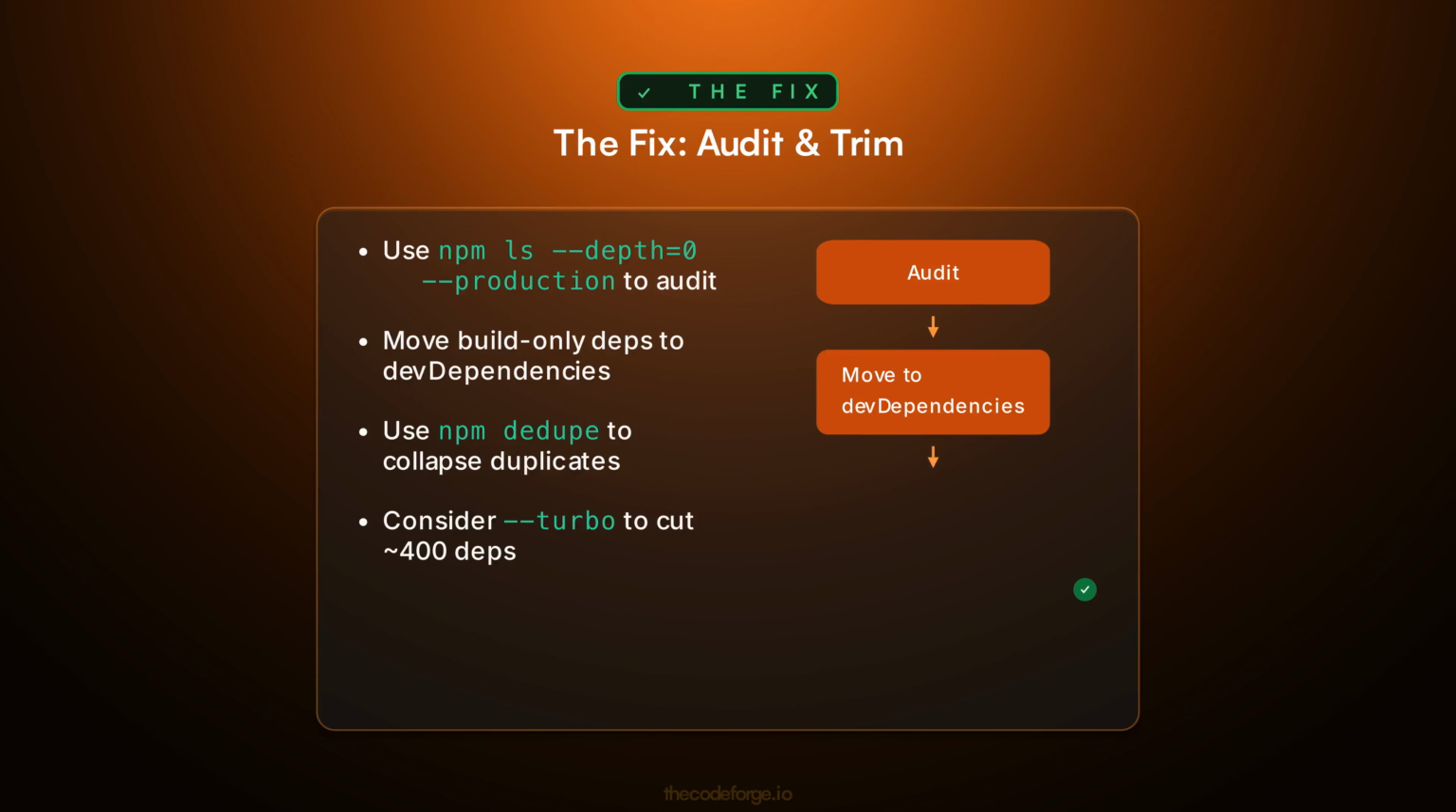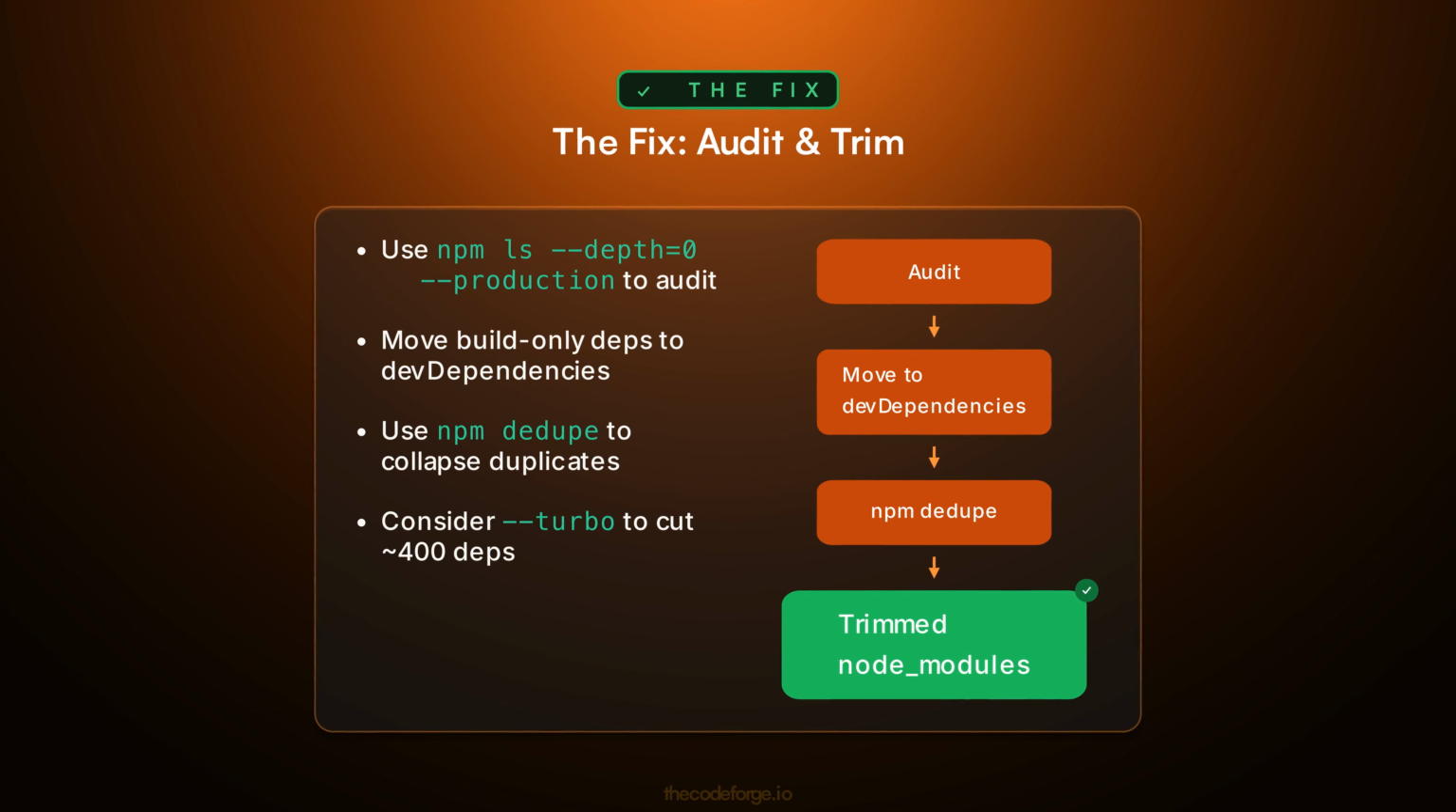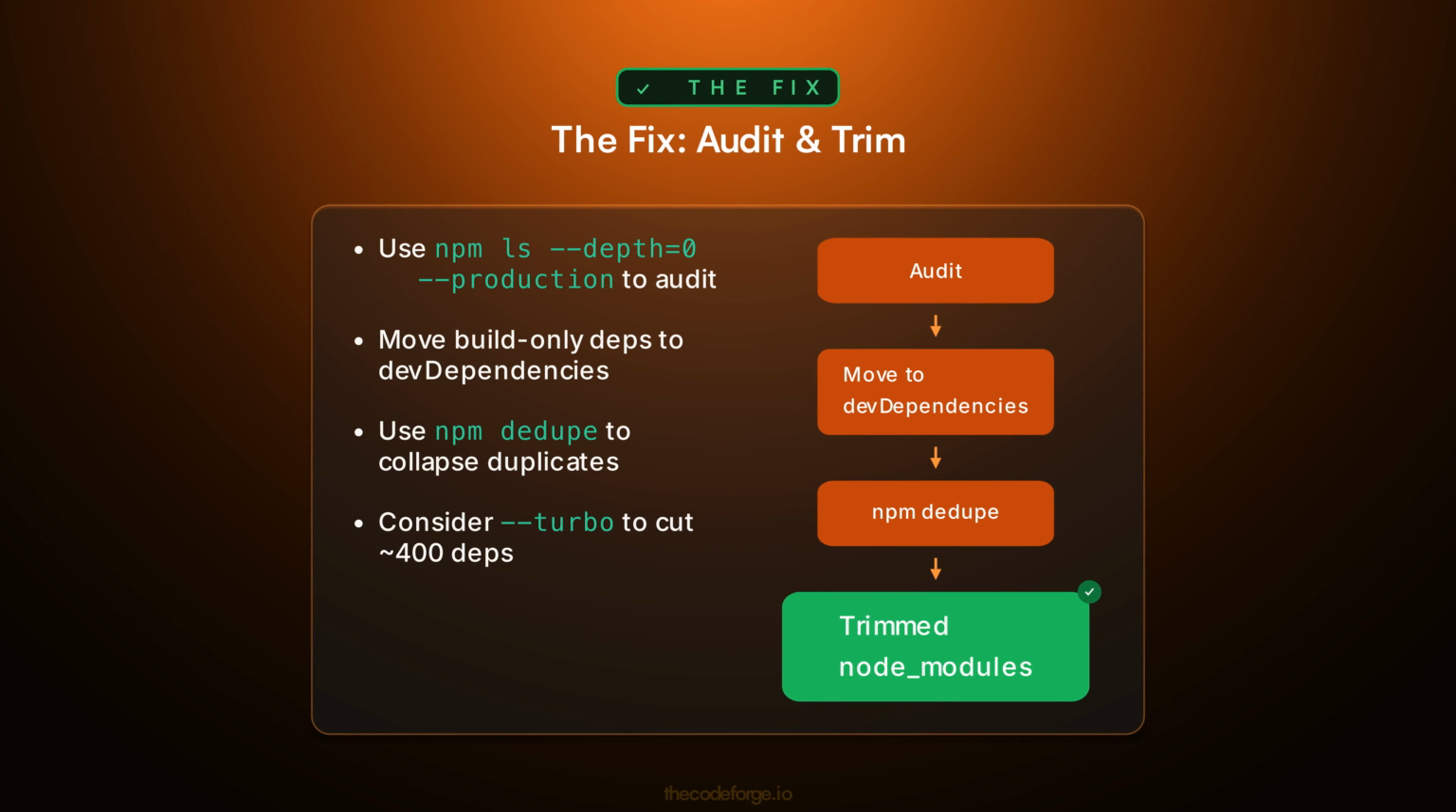The fix is to audit your dependencies. Run npm ls --depth=0 --production to see what actually ships to production. Move build-only packages to devDependencies. Run npm dedupe to collapse duplicate versions. And use --turbo to replace Webpack with Turbopack, cutting about 400 transitive dependencies.